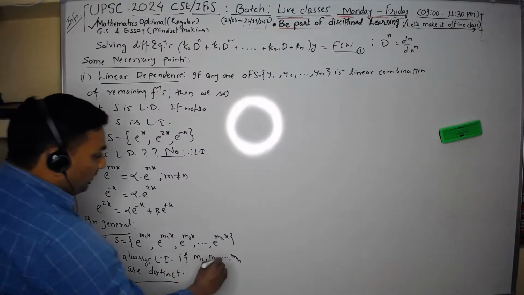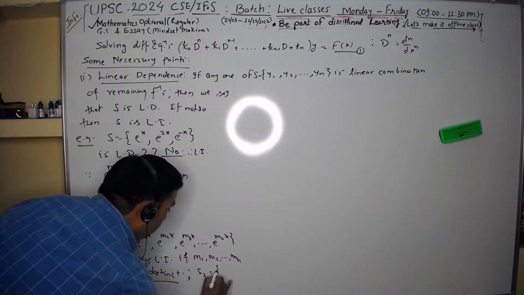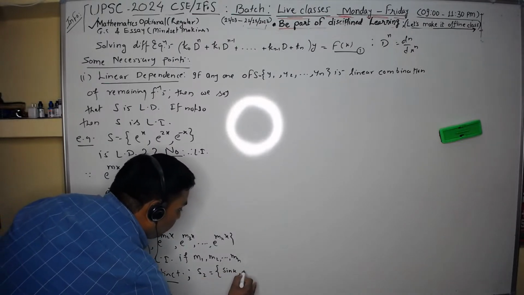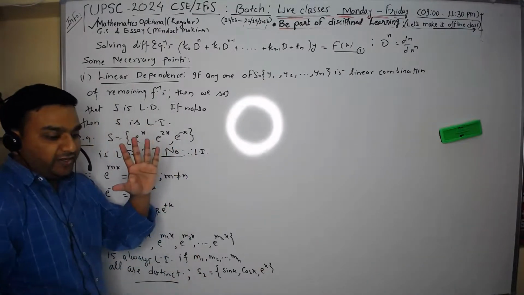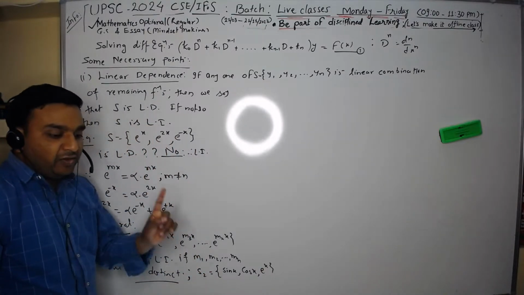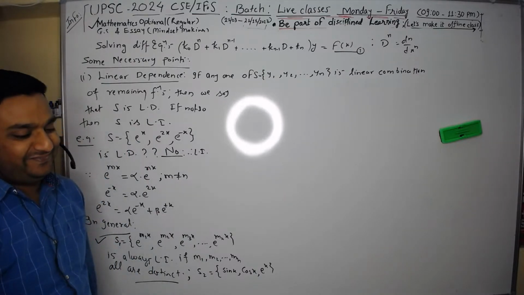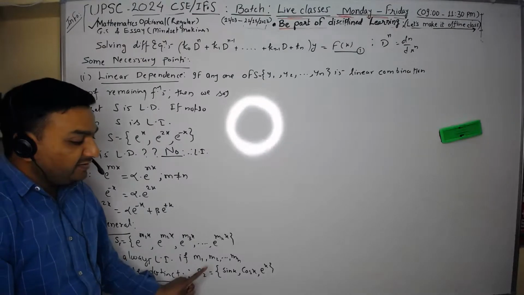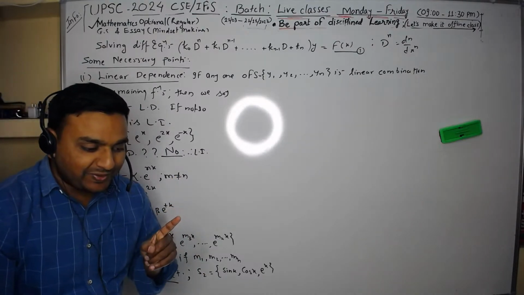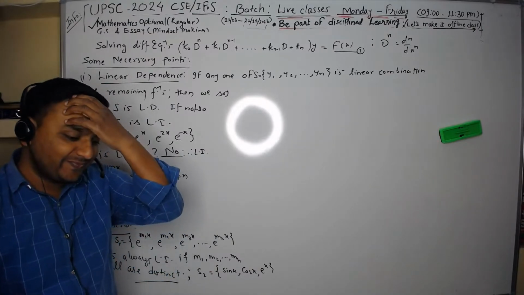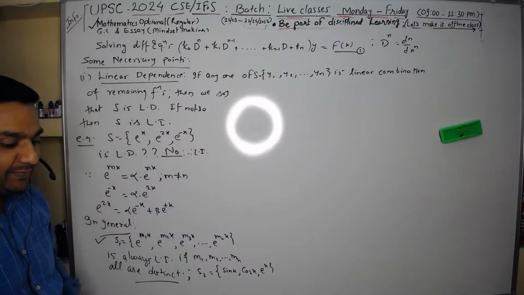One more set, let's say this is S2: sin x, cos x, e raised to the power x, for example. Tell me, is this LI or LD? Please reply. This set is LI or LD? Please reply. LD. How is it LD? Tell me, dear.